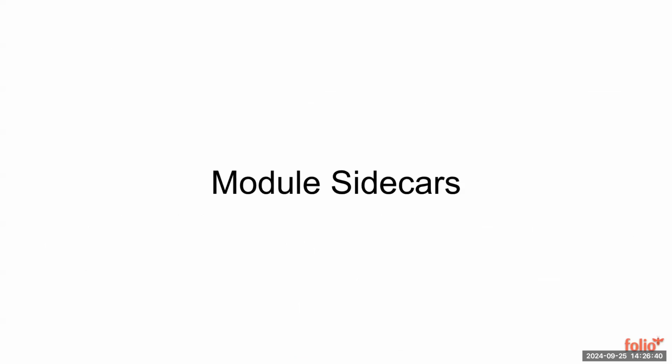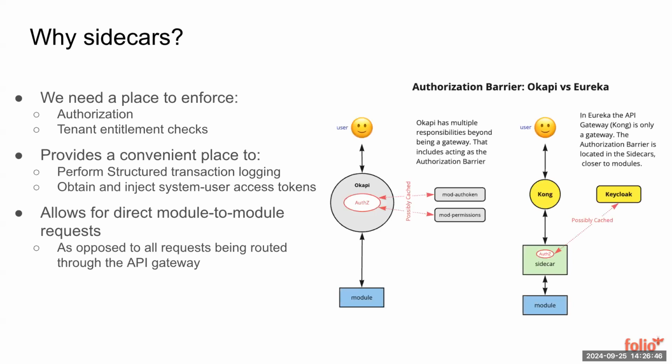All right, moving on to module sidecars, another big topic that wasn't presented last year. So why do we need sidecars? With the Okapi-based platform, authorization is performed by Okapi, right? Orchestrated by Okapi by interacting with mod-authtoken, mod-permissions, and so forth. Every call in the Okapi platform goes through Okapi, right? So it's a logical place to put it.